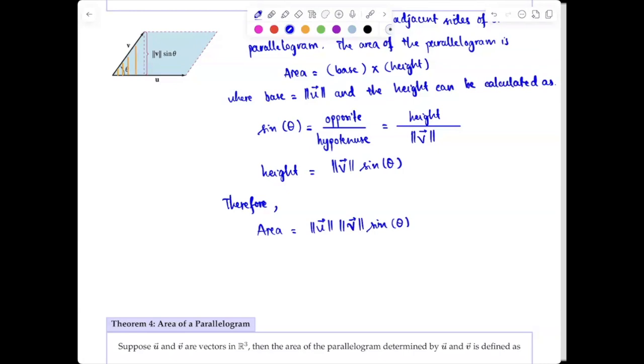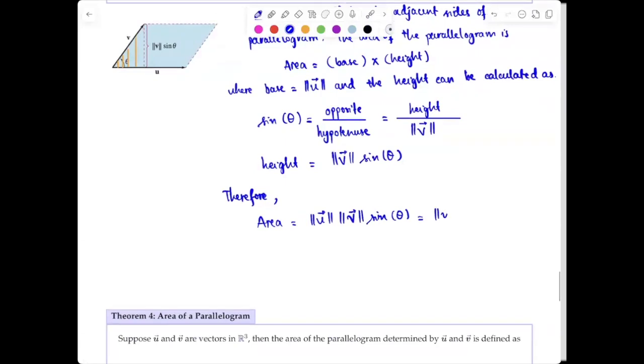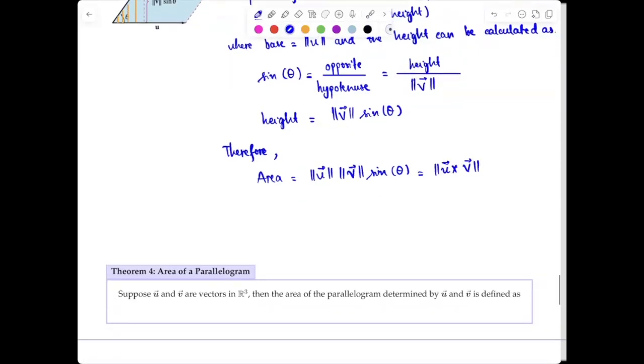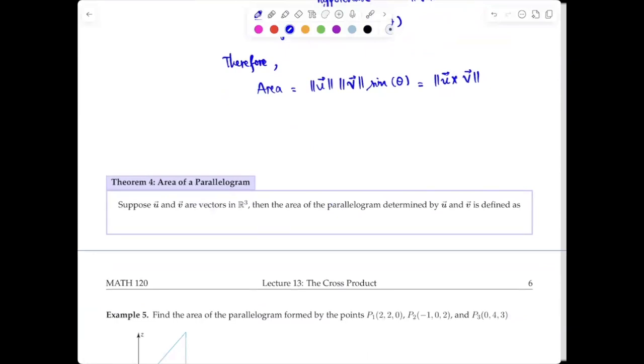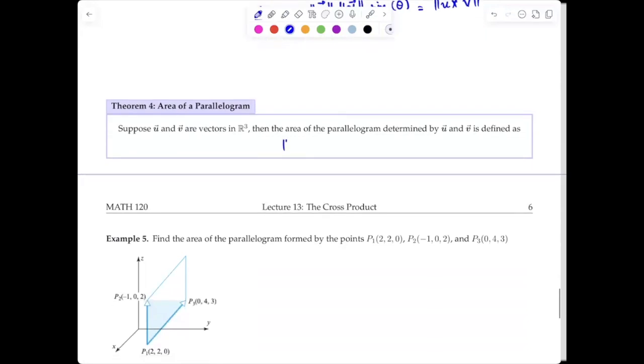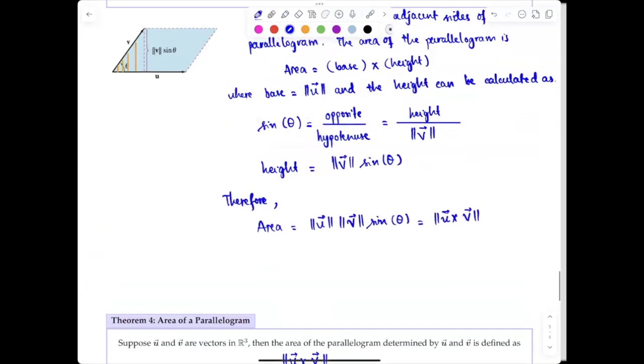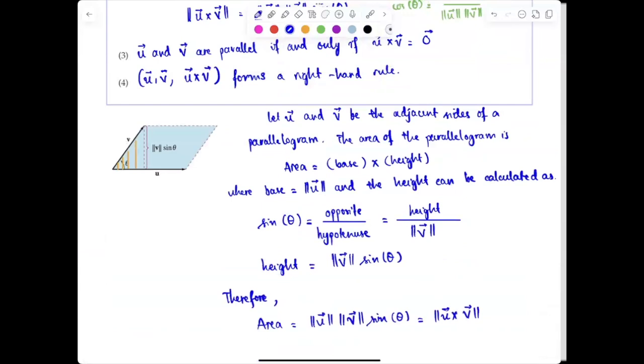Right? And it's related back to the magnitude of the cross product between u and v. And therefore, to calculate the area of a parallelogram formed using the two vectors u and v, the area can be calculated as the magnitude of u crosses v. So it's straightforward calculations, not too difficult. Hopefully you can see the derivations, where the formula is coming from, and why we calculate the area of a parallelogram using the magnitude of the cross product between u and v.